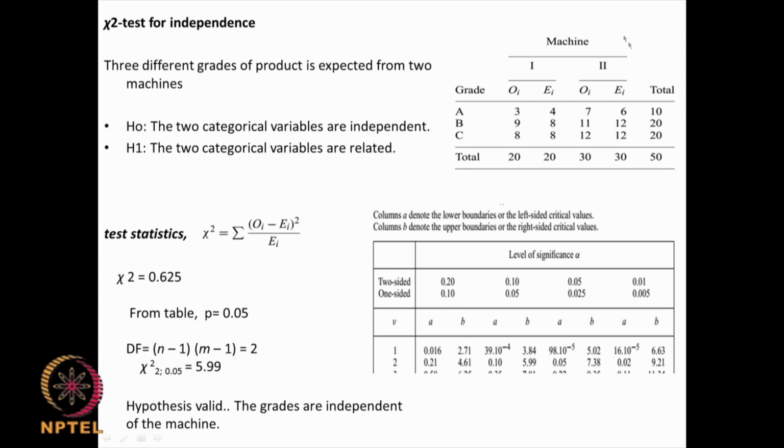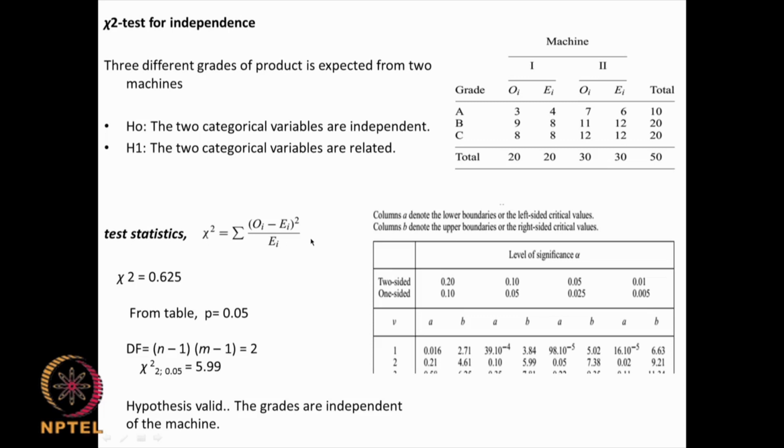So the null hypothesis is that the grades it produces are independent of the machine on which they were tested, or the alternate will be that the two variables, that is the grades and the machines, are correlated with each other. So we perform this test statistic: observed minus expected, squared, divided by expected, summed.